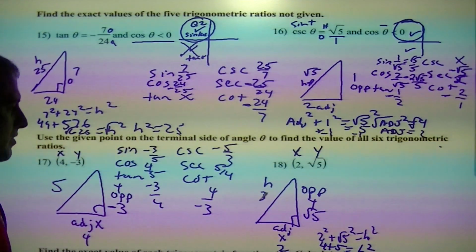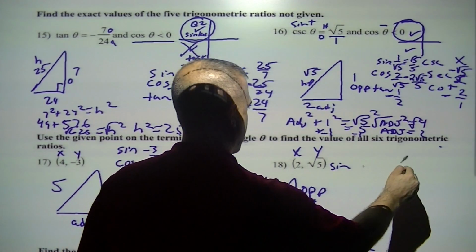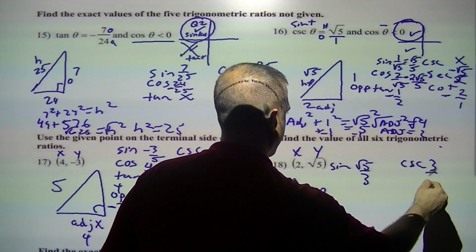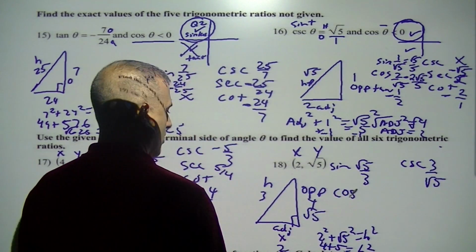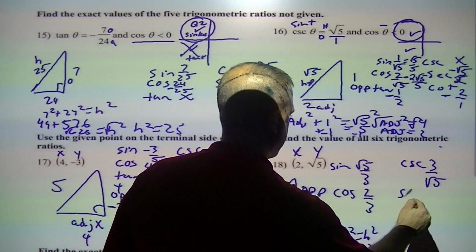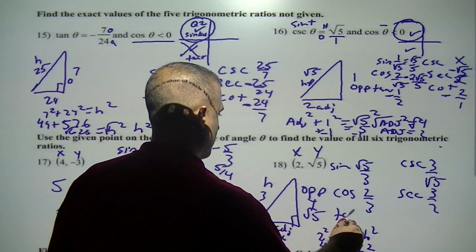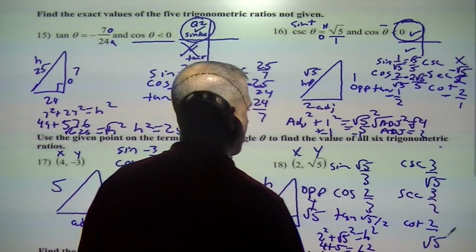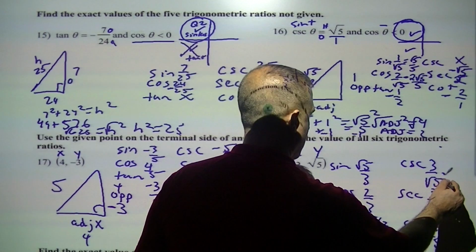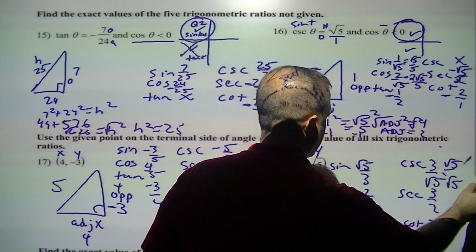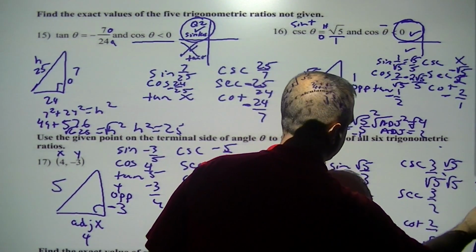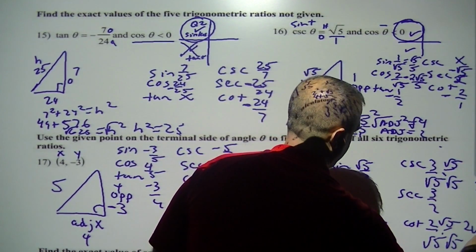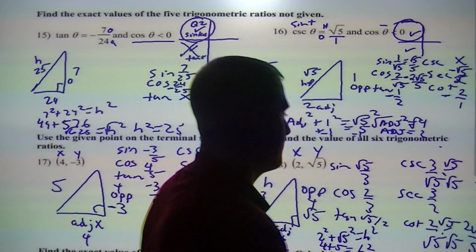Everything's positive, so I don't need to worry about all that stuff. Sine would be square root of 5 over 3. Cosecant would be 3 over the square root of 5. We'll get into rationalizing that in a second. Cosine would be 2 over 3, making secant 3 over 2. Tangent would be square root of 5 over 2, and cotangent would be 2 over the square root of 5. The only ones you have to rationalize are these two. So multiply by square root of 5, top and bottom. That would be 3 square root of 5 over 5. This one, multiply by square root of 5 top and bottom. That's 2 square root of 5 over 5.